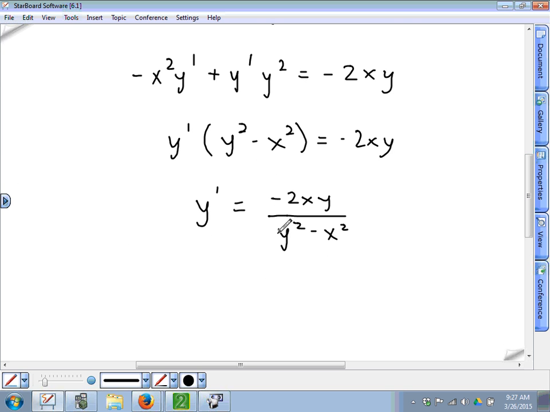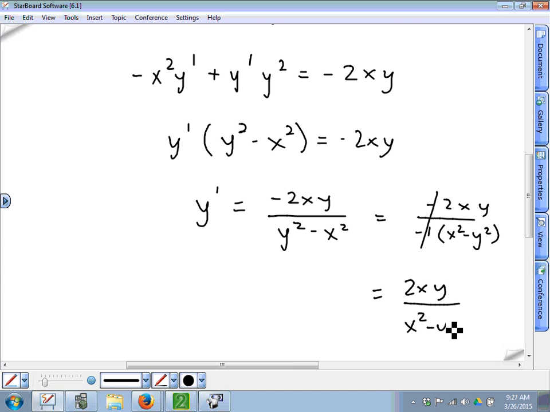So if we factor out a negative from the bottom, didn't that turn into x squared minus y squared over negative 2xy? You following? Now the negative sign cancels. And we have 2xy over x squared minus y squared. That took some work.